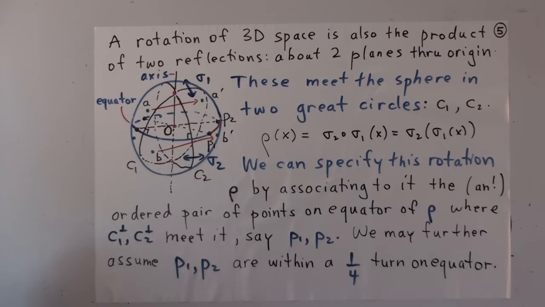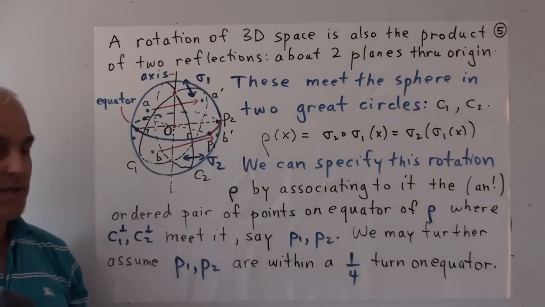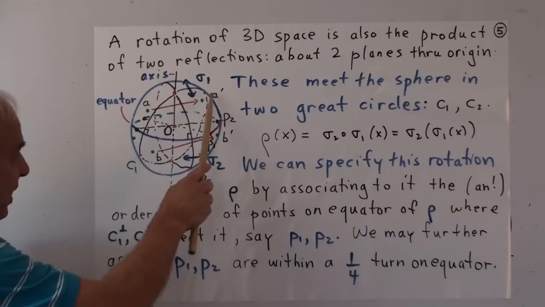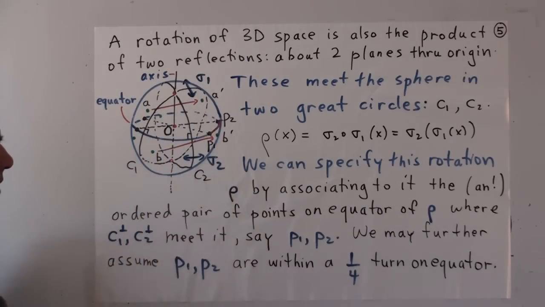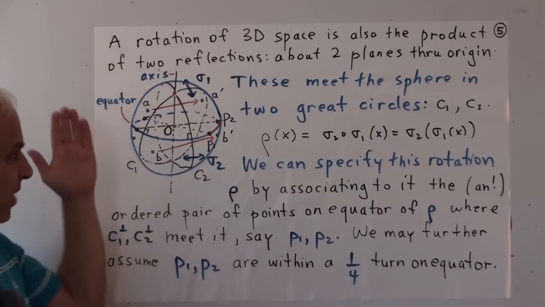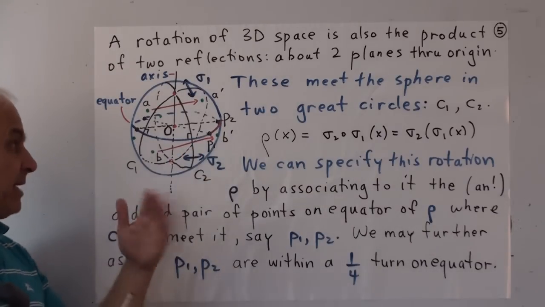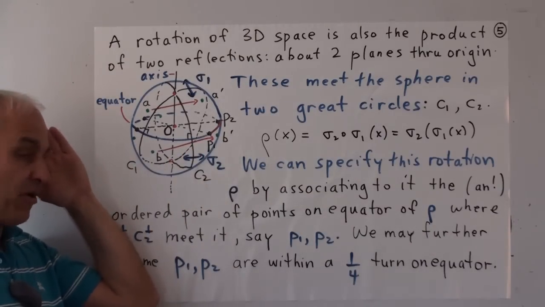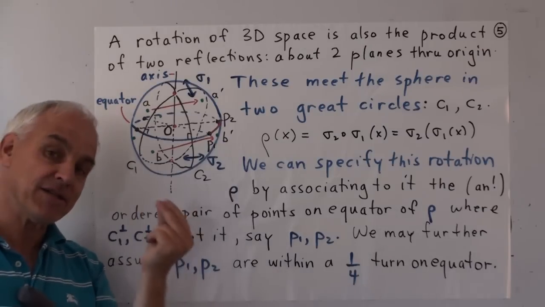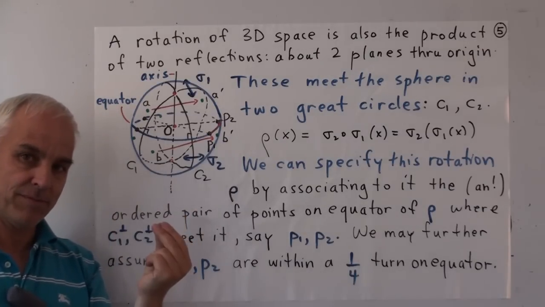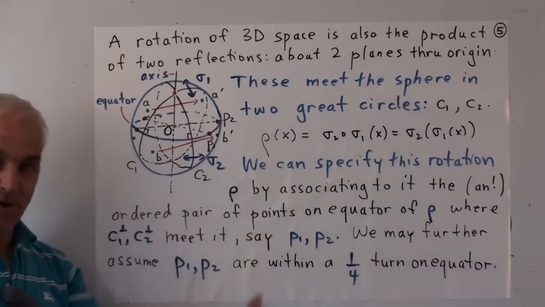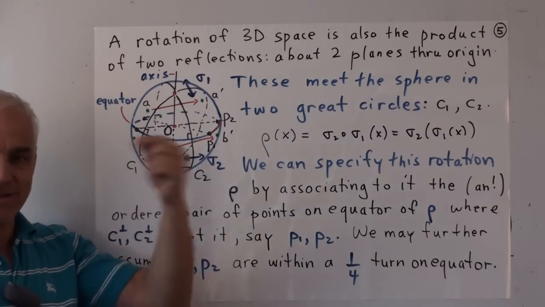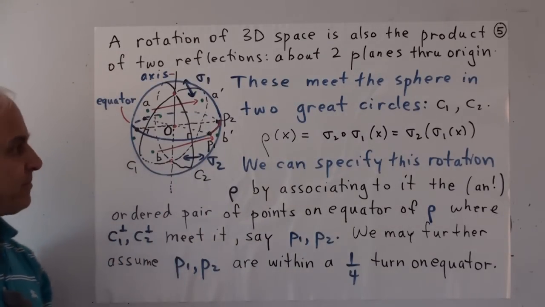Okay, and we're going to suppose that our rotation that we're considering is generated by two reflections about planes. And the first plane, say, is given by this great circle here. Let's call that C1. That's a great circle on the sphere. It means that it's the place where the sphere meets a plane that passes through the center of the sphere. Not just any old plane, but a plane that goes right through the middle of the sphere. That cuts out a great circle. These are the biggest circles on the sphere.